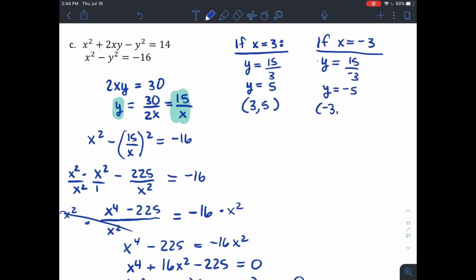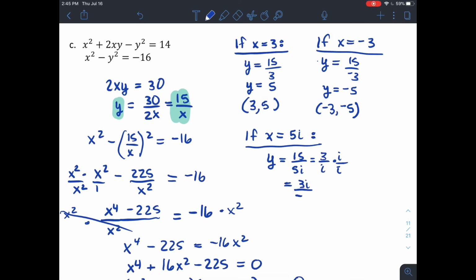They do all work. If you are checking by hand, make sure when you plug something with i back in that you remember i squared is equal to -1. If you plug 5i in to see what your y value is, you get 15 over 5i, which you could reduce your 15 over 5 to 3 over i. And then remember, if you don't want an i left in the denominator, multiply by i over i. And then in your denominator, i squared is equal to -1, so you get -3i.